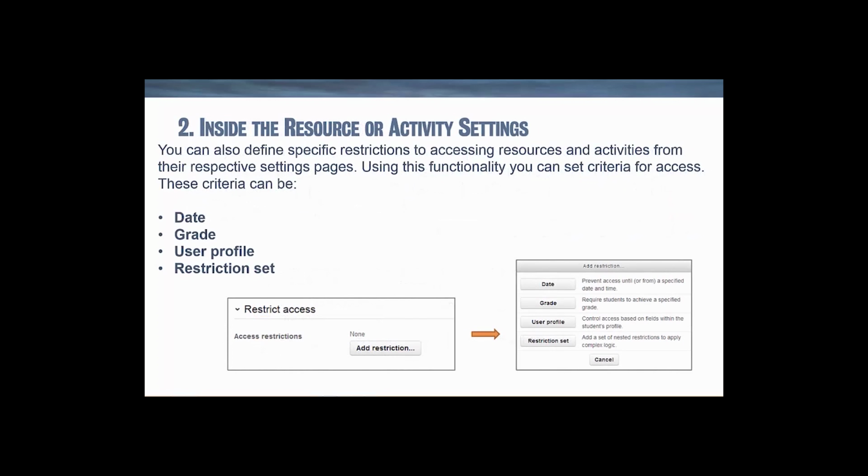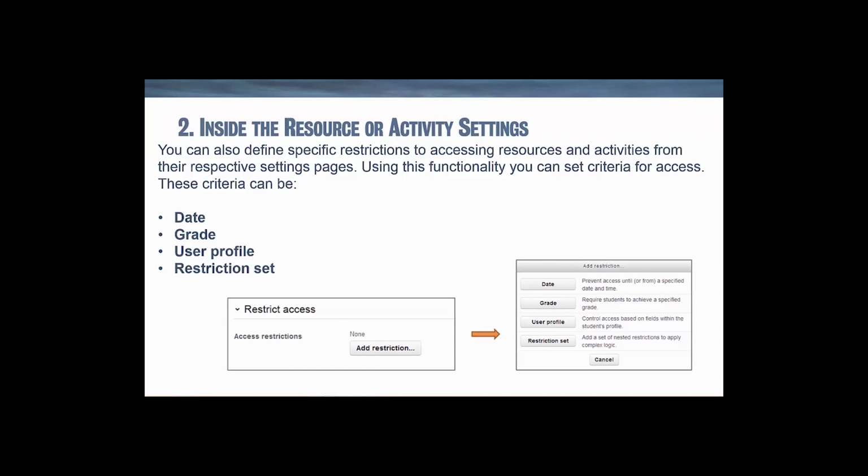Inside the resource or activity settings, you can also define specific restrictions to accessing resources and activities from the respective settings page. Using this functionality, you can set criteria for access. These criteria can be date. You can set a date range for when a resource or activity is available. Grade. You can limit access to a resource or activity based on the grade received for another activity.